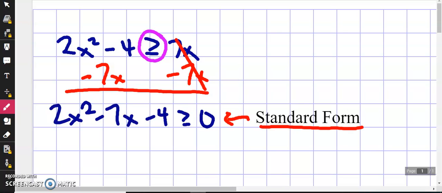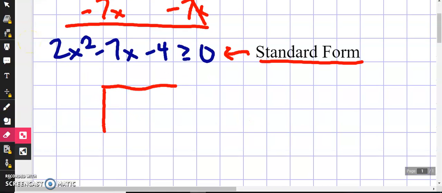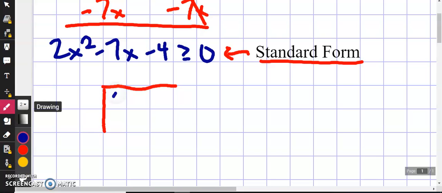And so once we have our standard form, our next step is going to be to rewrite it into factored form. So we'll go ahead and set up our box. We'll get the 2x squared first. We'll drop the minus 4 to the next row.